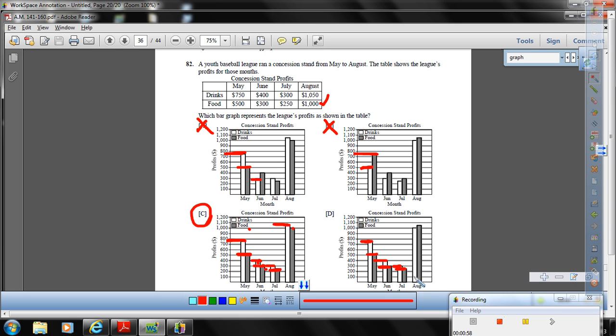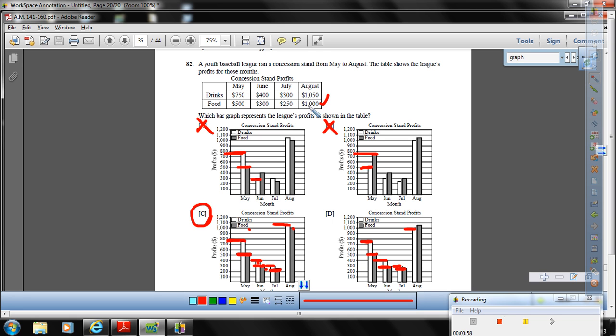Finally, let's look at the month of August. In the month of August, they only sold $1,000 in drinks, which doesn't match our chart. And to further show it doesn't match, the month of August, this bar graph shows that they sold between $1,000 and $1,100 in food, or about $1,050.